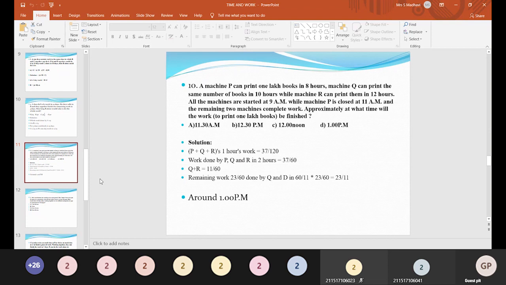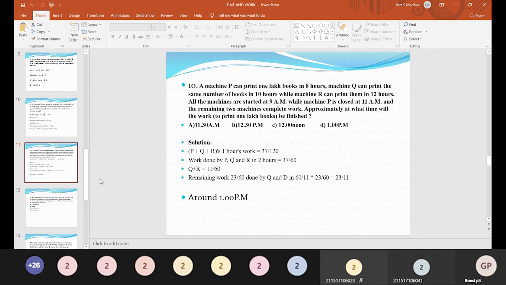Here, the work done by PQR in 2 hours: they started at 9 and P closed at 11, so altogether they work for 2 hours. So the work done by P, Q and R in 2 hours is 37 into 2. On multiplying by 2 we get 37 by 60. So P, Q, R, all three machines combined do 37 by 60 of the work in 2 hours.